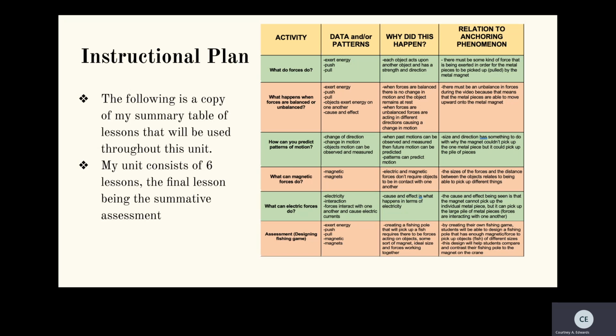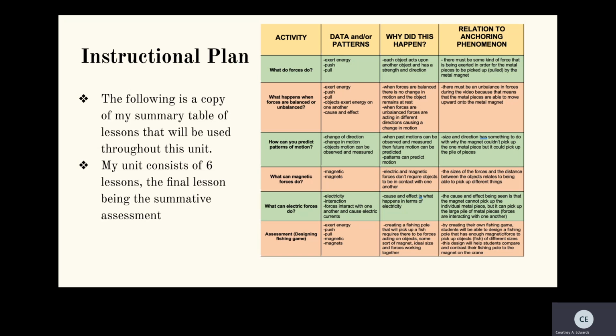So why did this happen? So cause and effect is what happens in terms of electricity. In relation to our anchoring phenomenon, the cause and effect being seen is that this magnet cannot pick up the individual metal piece, but it can pick up the large pile of metal pieces. Forces are interacting with one another. So as I said before, the formative assessment for lesson 5 will be combined with lesson 4.